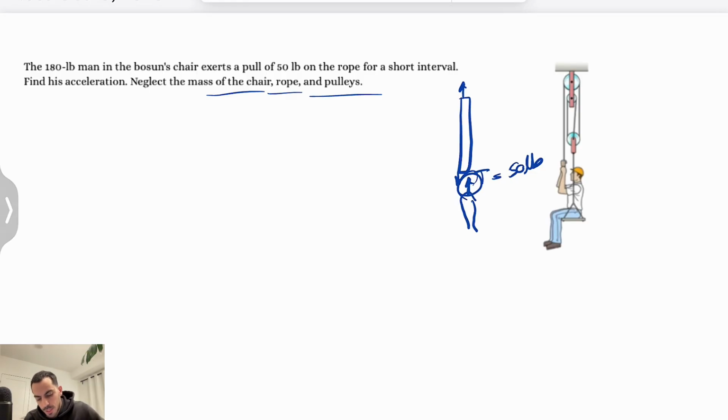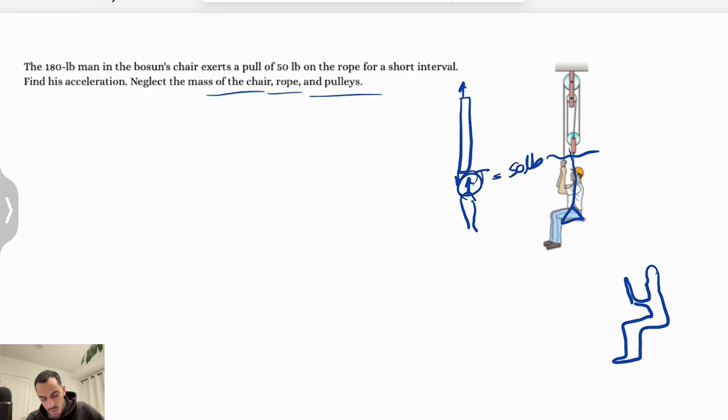Obviously, we can just do a section in here and draw the free body diagram for the man and the forces that are applying to him. So let's just do that. My drawing is not the greatest, so let's just assume that this is the guy. We have this cable that is attached to the bottom.